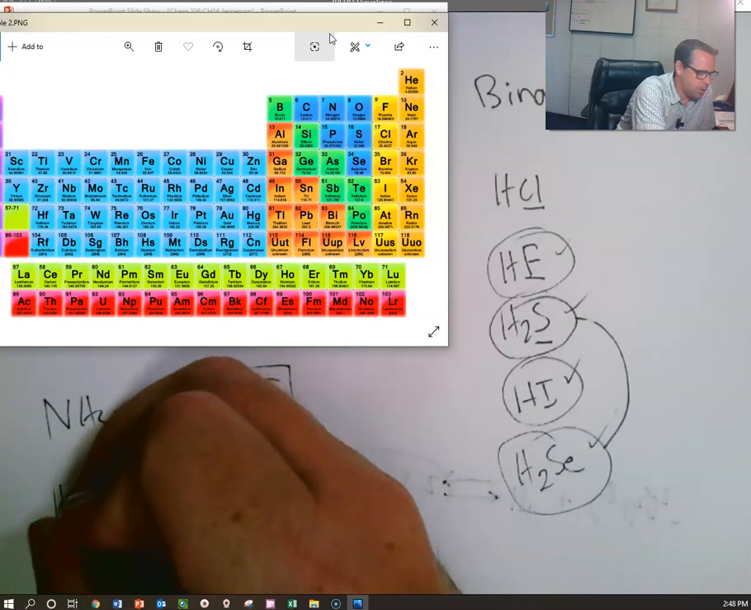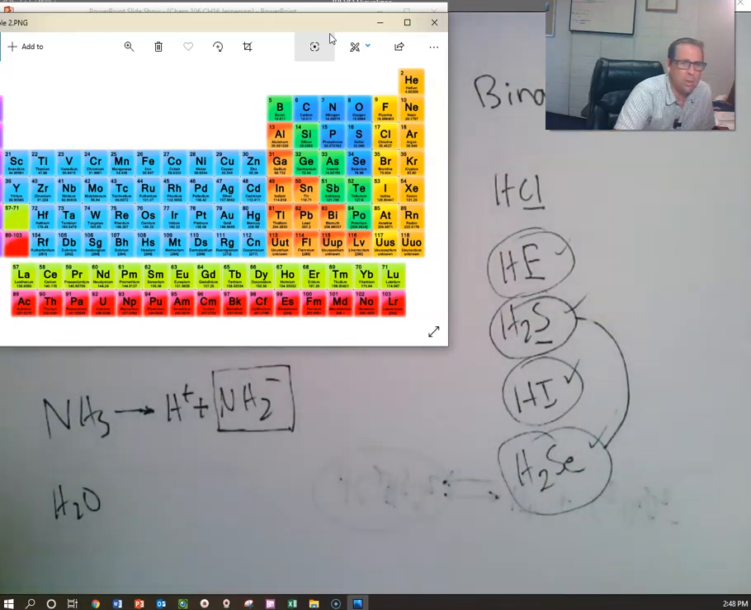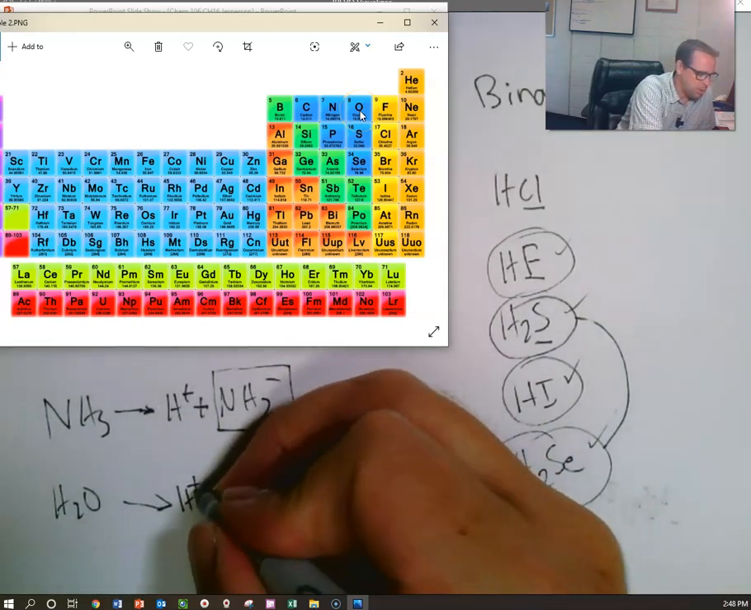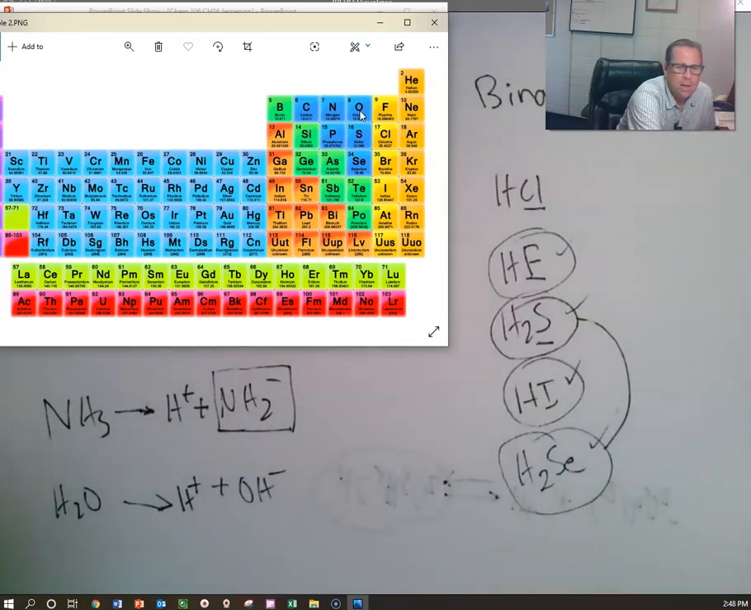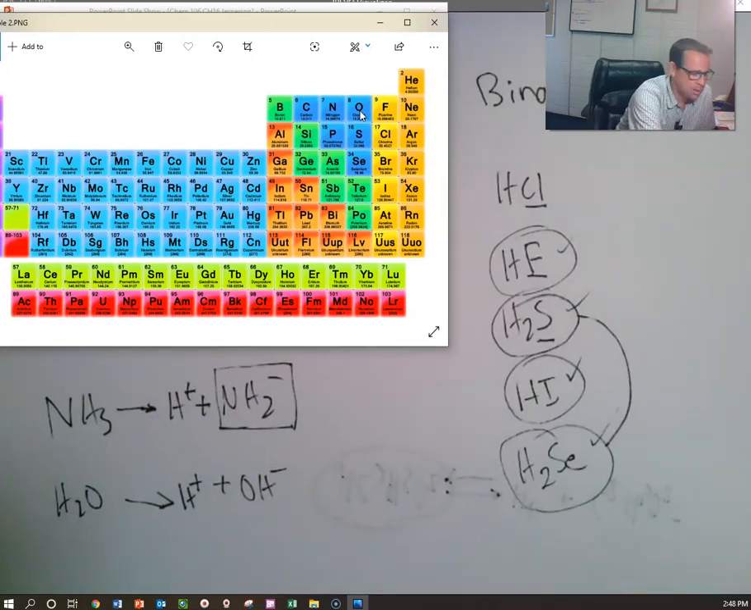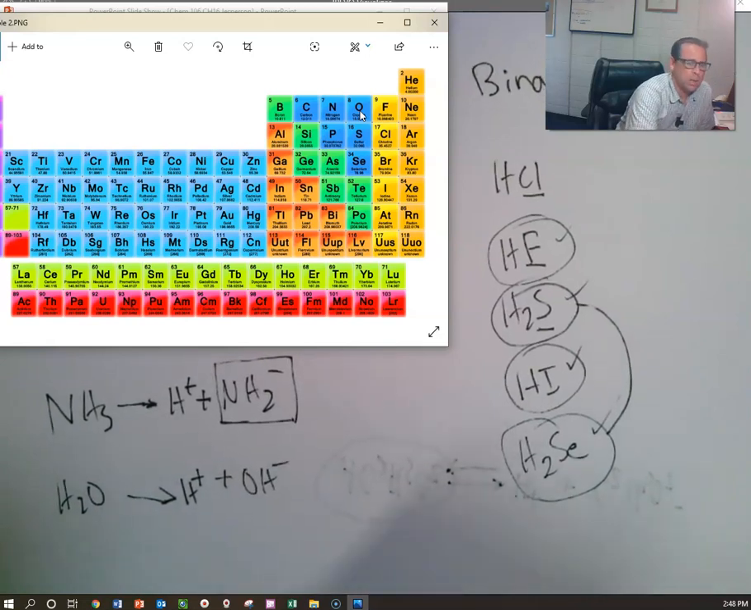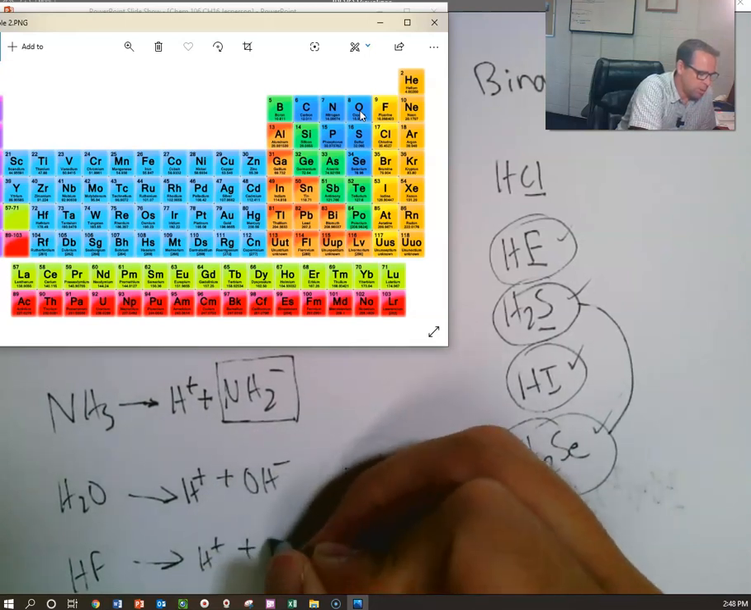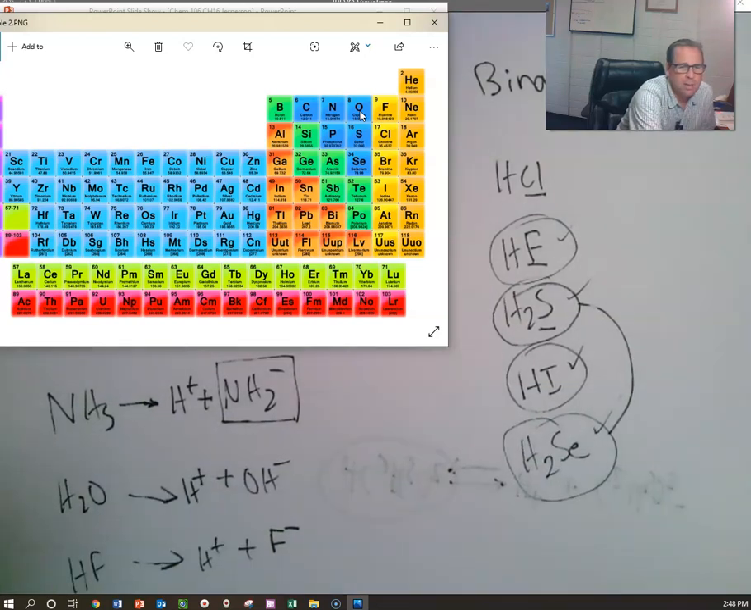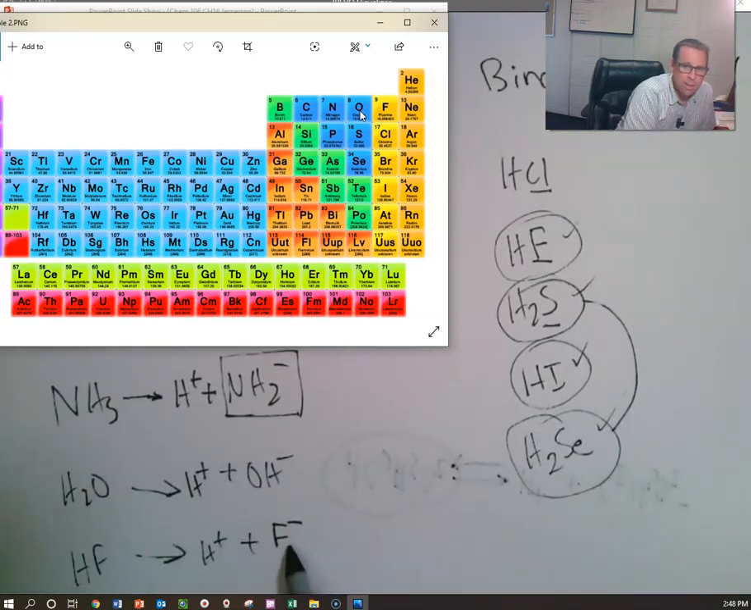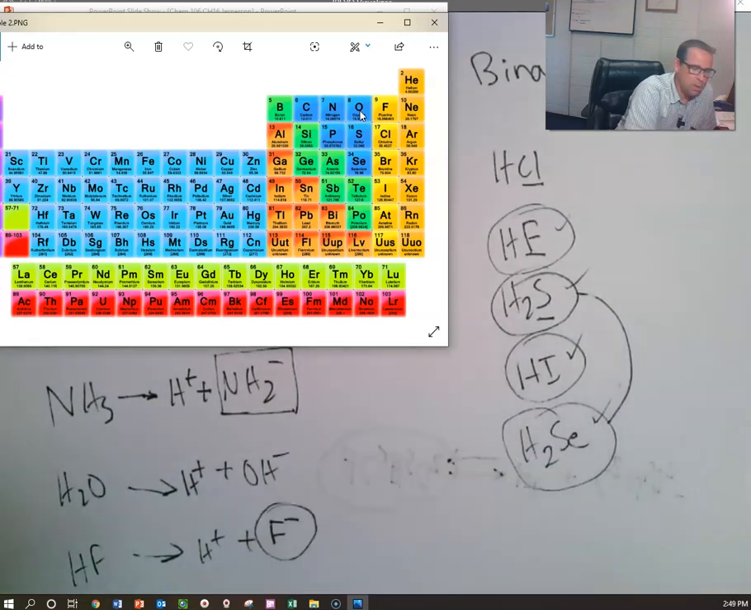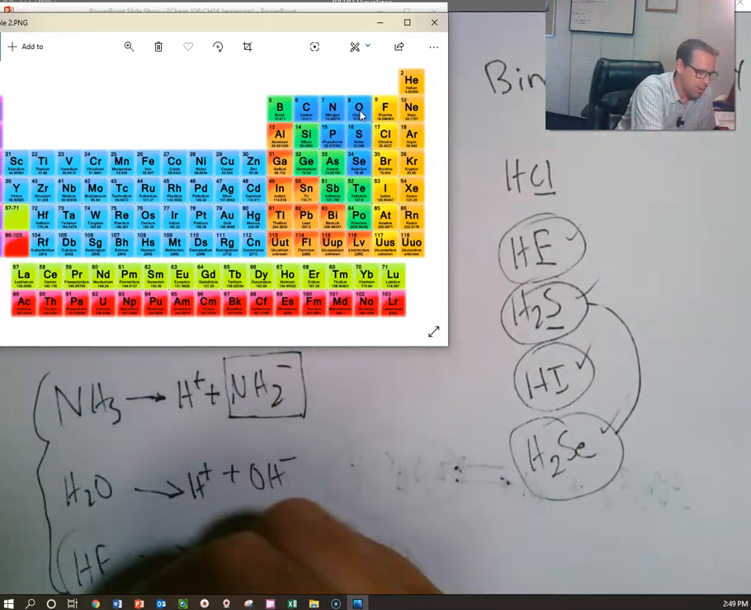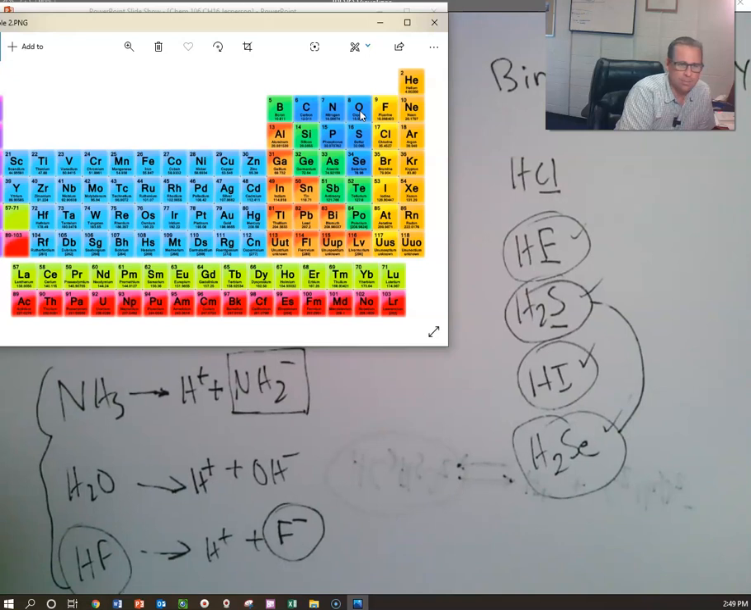If I have H2O, again, oxygen with hydrogens on it, and I remove that hydrogen ion, again, it's not very stable, all right? If I have HF and I want to remove a hydrogen ion and make F minus, it's not stable, but this one here is the most stable. Therefore, of these 3, HF will be the strongest acid.